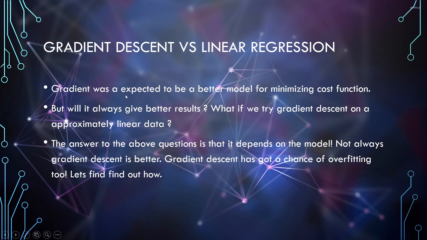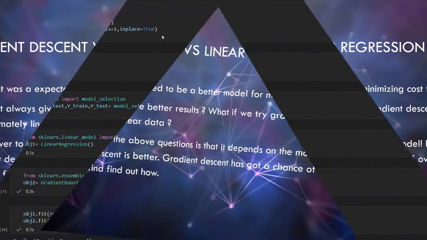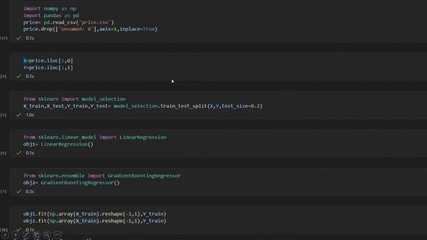So gradient descent was expected to be a better model for minimizing the cost function. Of course, it is an optimization function, isn't it? But will it always give a better result? What if we try gradient descent on approximately linear data? Let us just see what happens. This is the same data set, house area versus price. These are the x and y, and we did the model selection for linear regression as well as for the gradient boosting regressor.